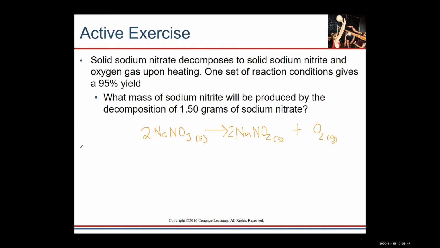1.5 grams. I heard somebody say it. 1.5 grams of sodium nitrate. And what is it that I want? Sodium nitrite, the mass in grams. I want sodium nitrite. So what? You say grams of sodium nitrite. Yes.